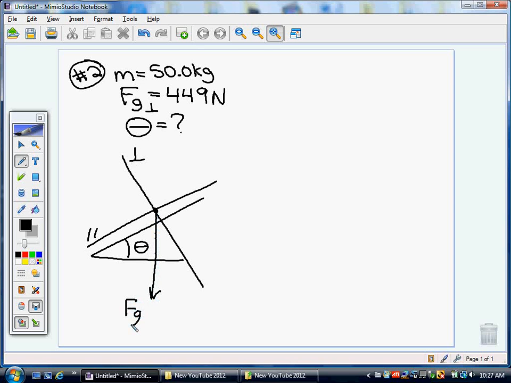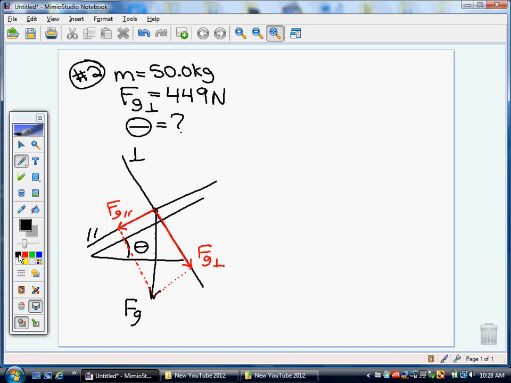Now, in order to do this problem, you have to recognize a few things. First of all, you have to take the components of gravity. Remember, when we take components, we make our rectangle with respect to the axes, and we project them onto our axes. This component here is F sub g parallel. Our component along the perpendicular axis is F sub g perpendicular. Remember, we draw this axis so it's perpendicular to the inclined surface.